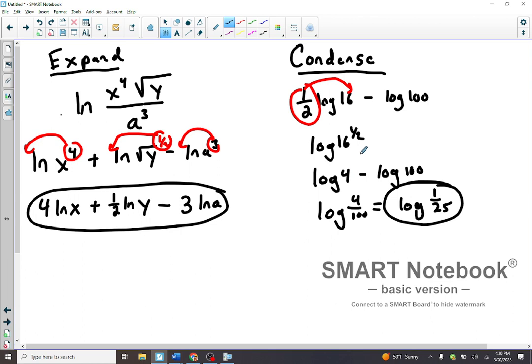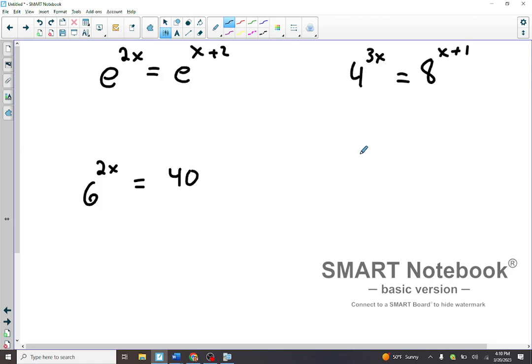All right, next one. Some exponent equations. In this one, they're both base e, which means I can ln both sides and eventually cross them out, which means it's 2x equals x plus 2. Algebra 1 problem, x equals 2. I just cross out the e's and then it's 2x equals x plus 2, which you could do from algebra 1.